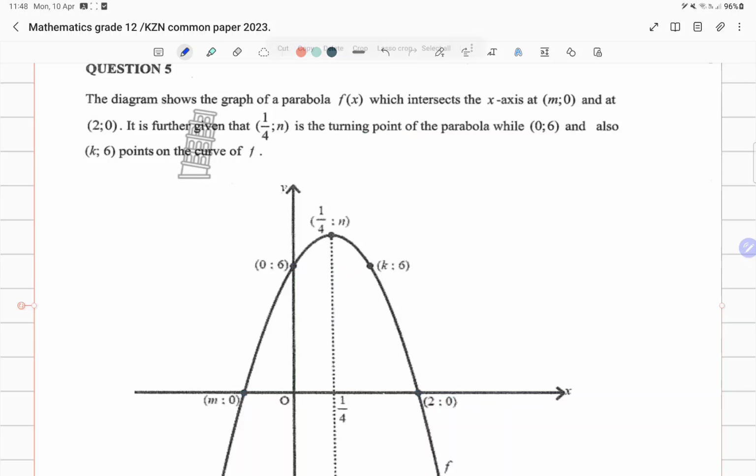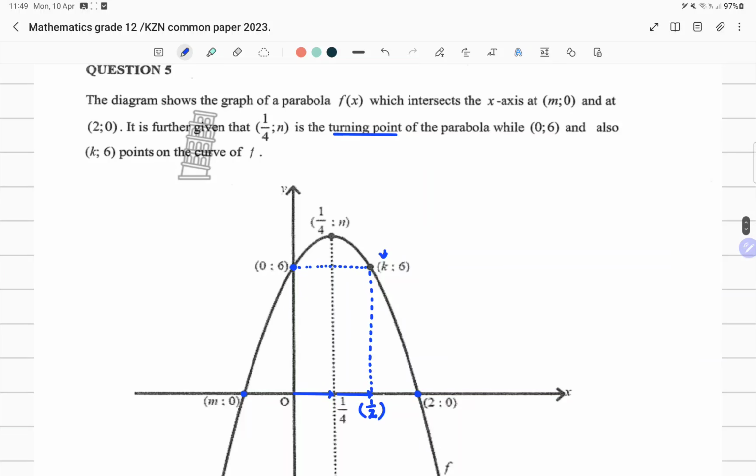So we can use symmetry to find k, because we know if from 0 to this point right here, it's a quarter unit, that means we're going to move another quarter units to get to this point. All right, so it means we're going to move a quarter unit also to get there. So which means this is going to be a half, because 2 quarters give us a half. So k is a half, basically. So we're just interpreting the diagram, so to speak.